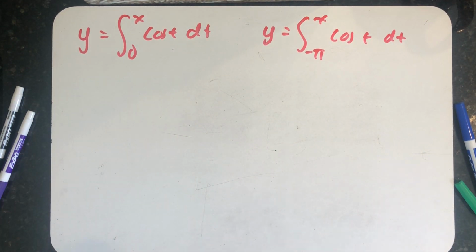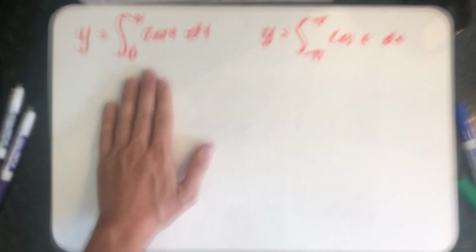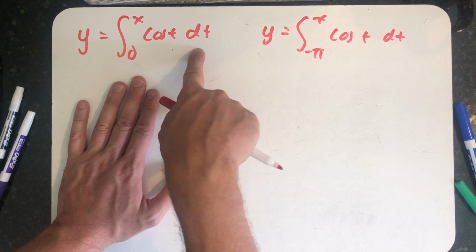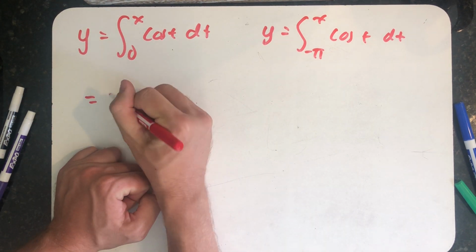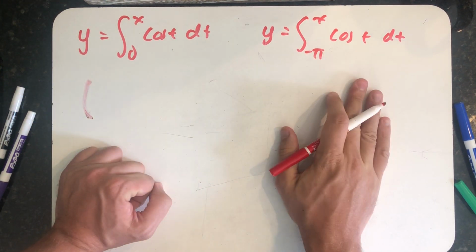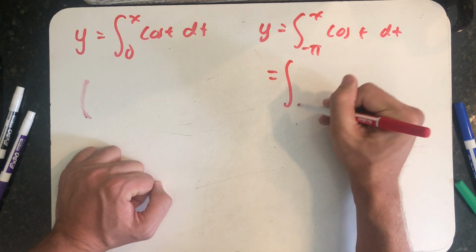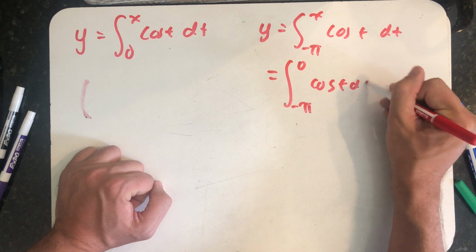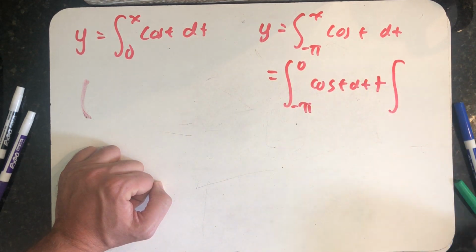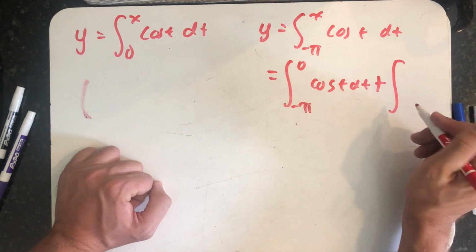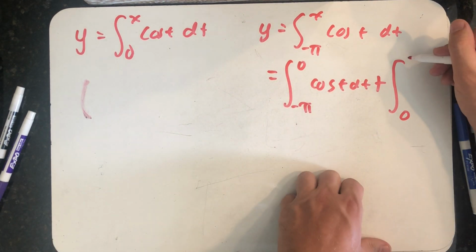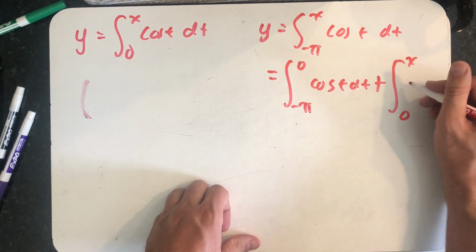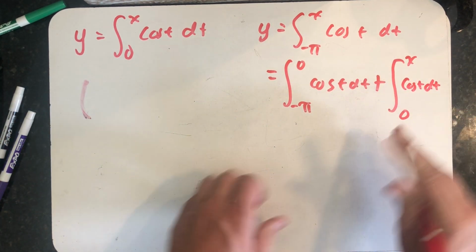So if I look at that original function, y equals the integral from 0 to x of cosine t dt, I want to look at the second one. Additivity tells me that I could integrate from minus pi to 0, and then from 0 to x. The additive property of the definite integral tells me that this is true.